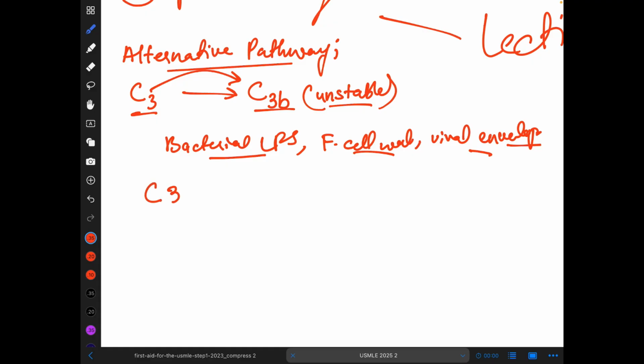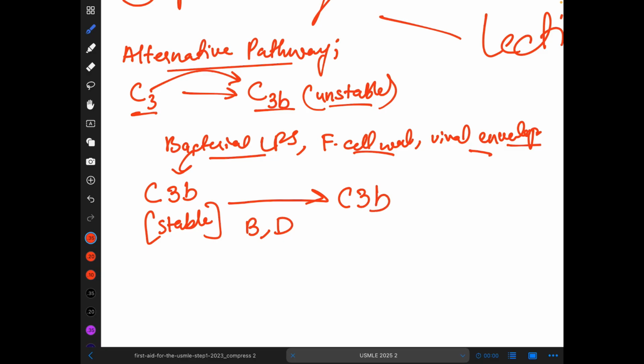Let me mark a diagram for it. It is unstable, okay? For example, C3b is going to bind with bacterial LPS. It is not stable. When it becomes stable, it will bind with some complement proteins like B and D, and then it will convert into one form called C3bBb. And it acts as C3 convertase.